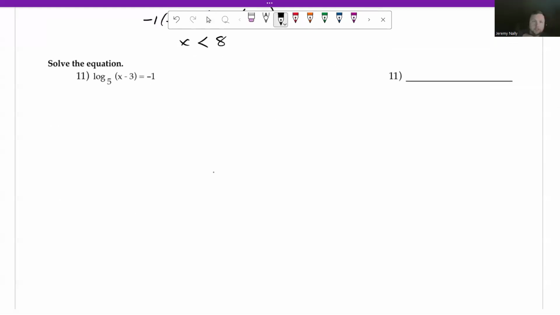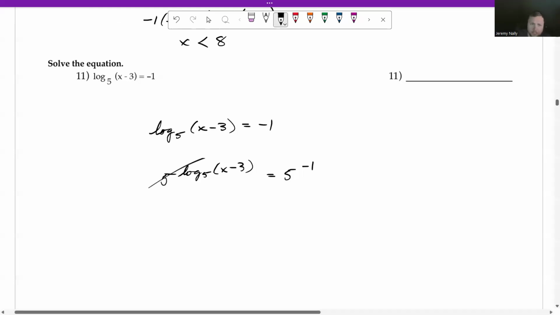Solve the equation. I have log base 5 of x minus 3 is equal to negative 1. And I can just do 5 to the log base 5 of x minus 3 is equal to 5 to the negative 1, since each side of the equation is equal. And as far as setting them as exponents, exponents can be any real number. So these cancel out, so I have x minus 3. So 5 to the negative 1, that's just 1/5.